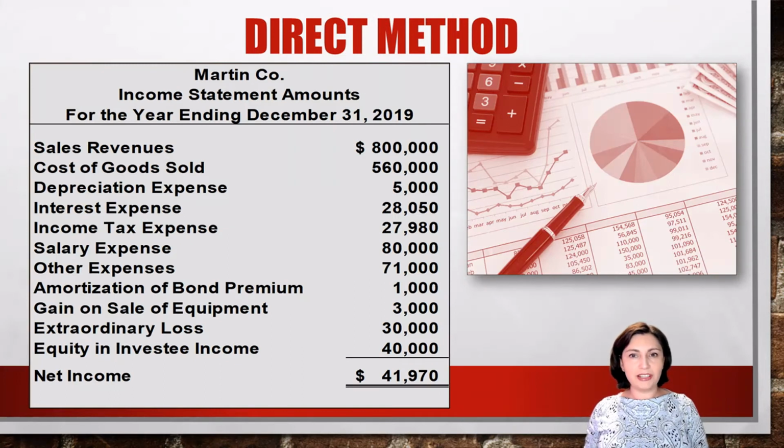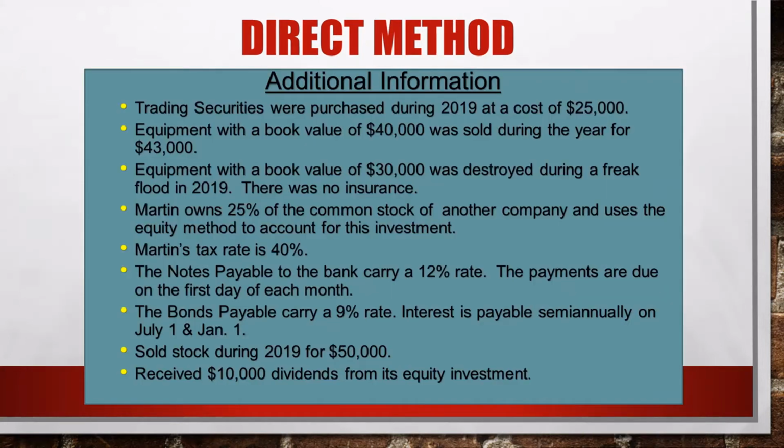Here is Martin's income statement for the period. We will use the numbers reported in the income statement in our calculation as well. To limit any assumptions we make about the cash flows during the period, we need to gather additional information. Let's review the additional information gathered.